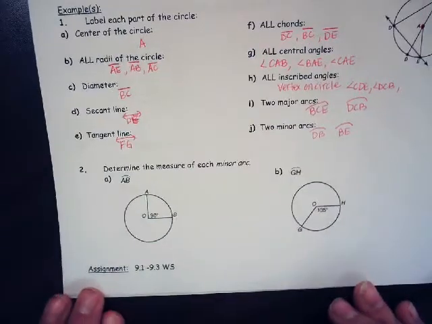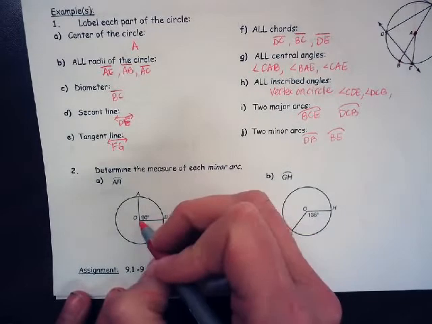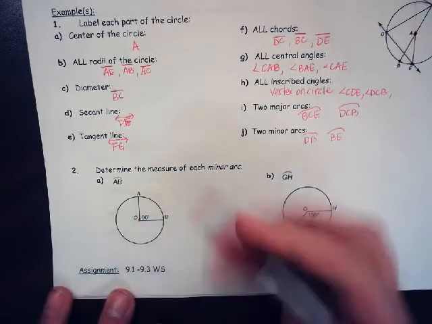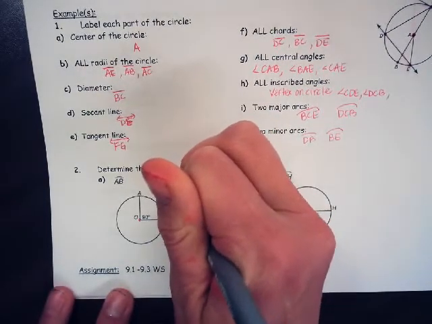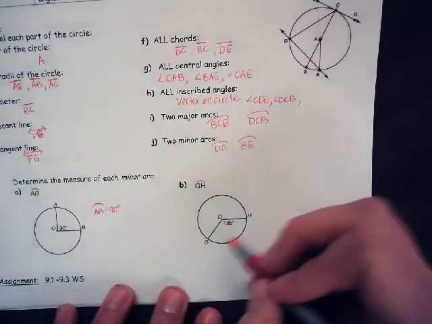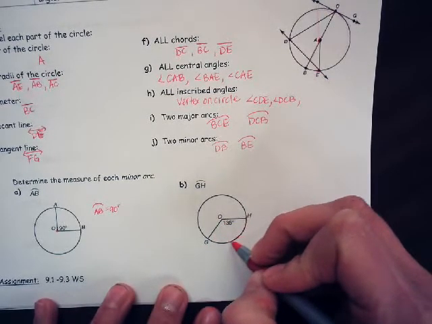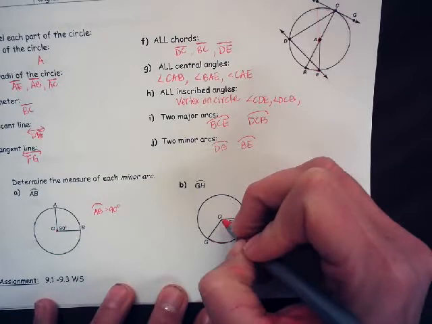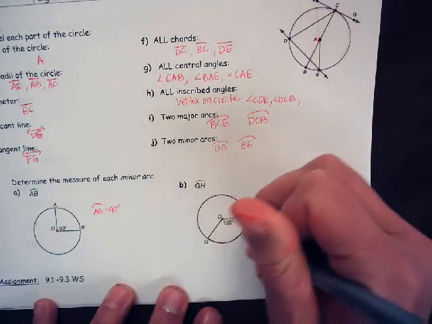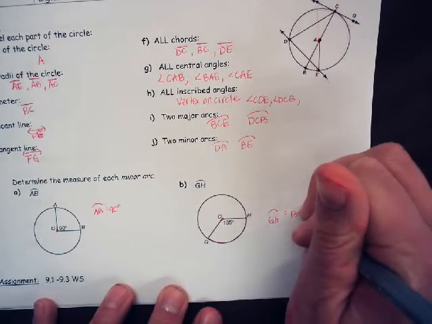Okay, determine the measure of each minor arc, AB. So if we remember the central angle theorem, this is the center of the circle. So if this angle is 90, then arc AB, we write it like this, arc AB would also be 90 degrees. Okay, GH is this arc, and this is the center of my circle. So if GH is 135, or GOH is 135, then the arc GH would also be 135 degrees.